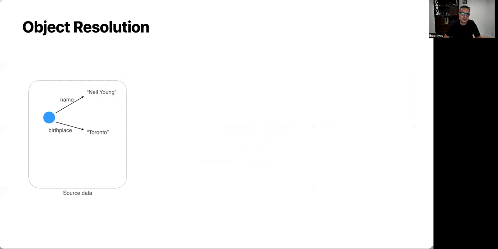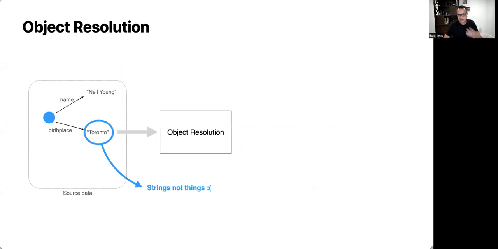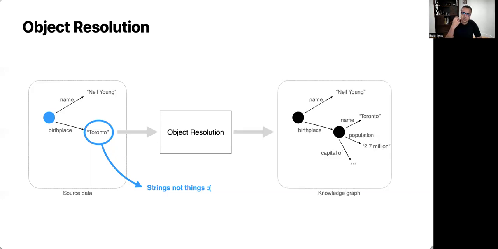If I get an entity, Neil Young, who's born in Toronto, and Toronto is represented in the input as a string, what we want to do is to get rid of these strings and use the object resolution service, which is an ML service that does semantic annotation of text, in this case, the property of the birthplace, and link it to the correct node Toronto, which is the actual city, and that will allow better analysis and better understanding of that input.